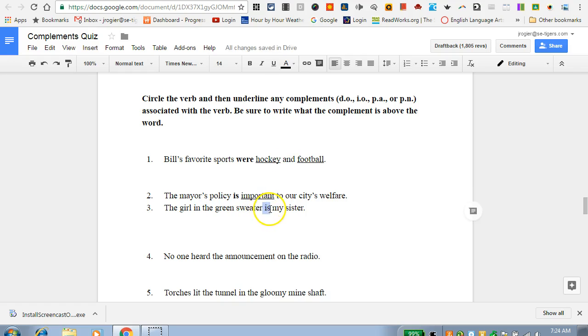Once again, number 3, we have is as our verb. So in this case, the girl in the green sweater is my sister. So the girl is, what is the girl? The girl is sister, and so sister is a predicate nominative.